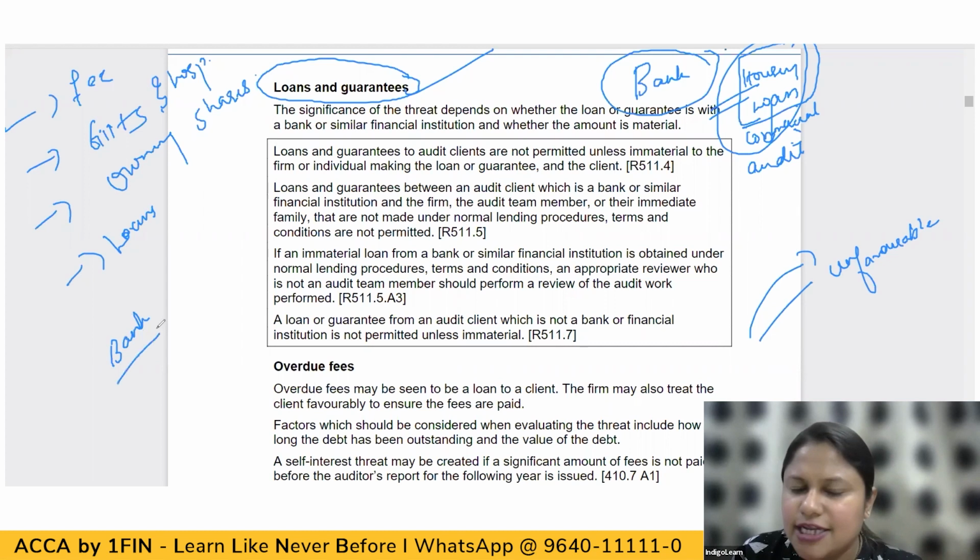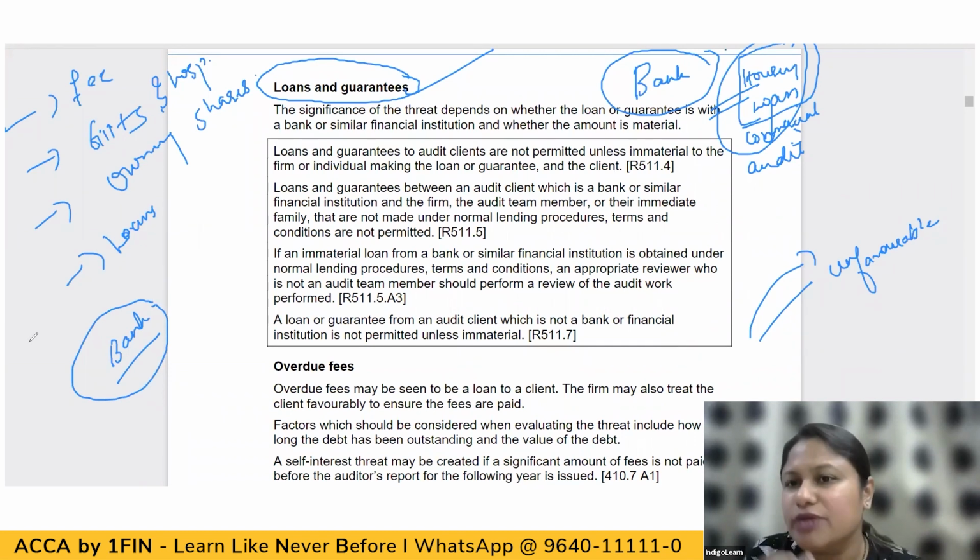Now, a bank's ordinary course of business is to give loans. So usually we consider it to be okay, fine. If you're doing the bank audit and you have a loan there, and it happened on normal terms and conditions, then we don't consider that to be a threat.